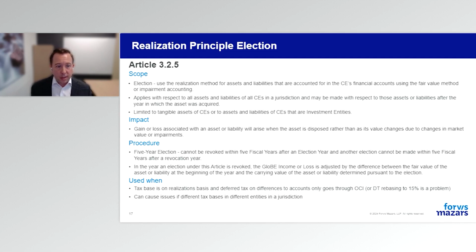The impact here is that the gain or loss with an asset or liability is only going to be recognized when the asset is disposed versus the value changing on a mark-to-market adjustment. This is another 5-year election, so it's an election that needs to be considered over a long-term period. And again, this is one that you may want to consider making when your local tax base is based on realizations versus the fair market value of your assets and liabilities. If there's a difference that's happening, there's an issue with your ETR getting below 15%. That's when this election may be helpful.